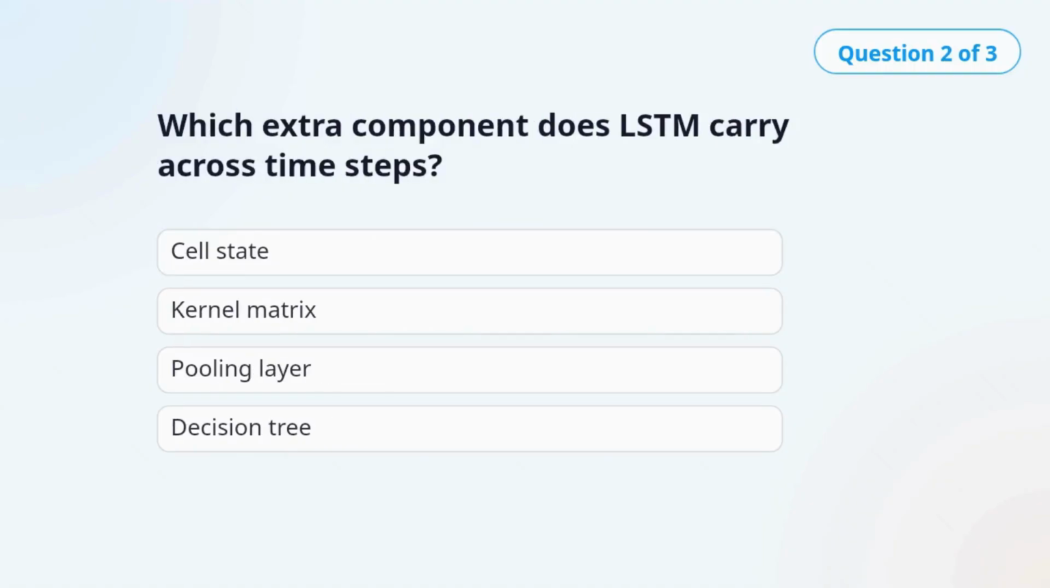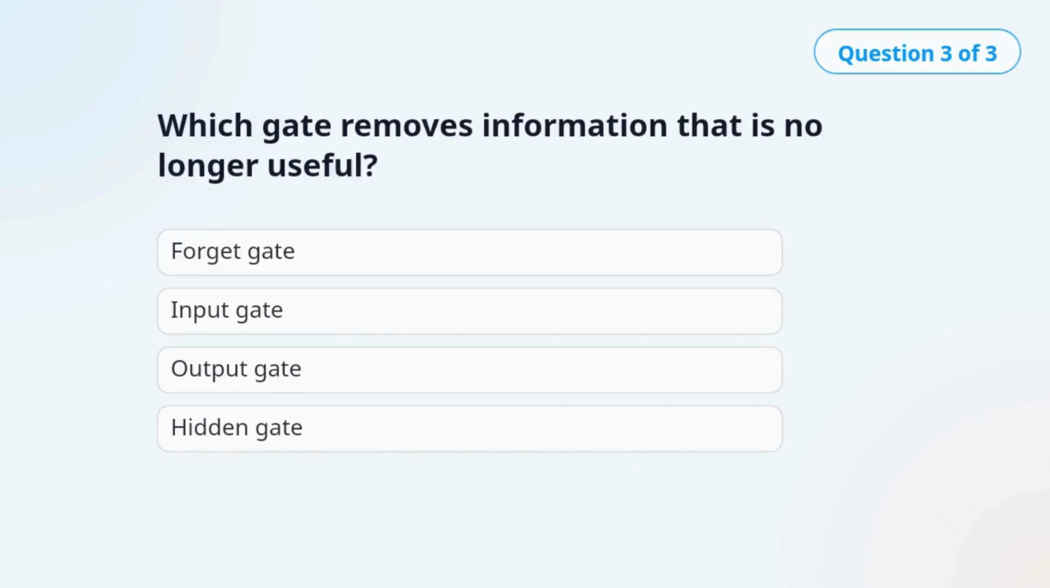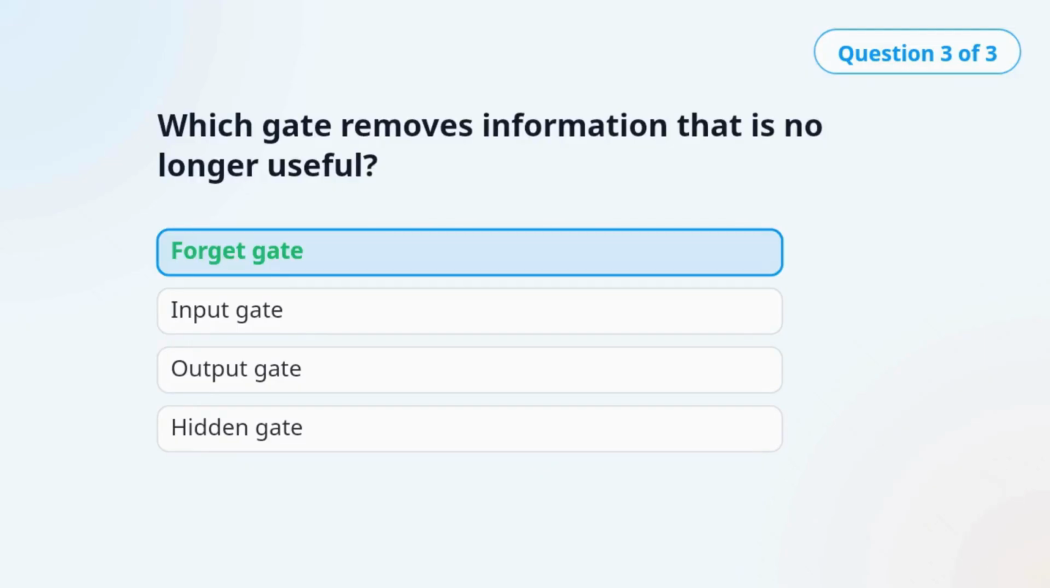Question 2. Which extra component does LSTM carry across time steps? The correct answer is cell state. In addition to the hidden state, LSTM passes a cell state through time to preserve important information. Question 3. Which gate removes information that is no longer useful? The correct answer is forget gate. The forget gate decides what information should be discarded from the cell state.